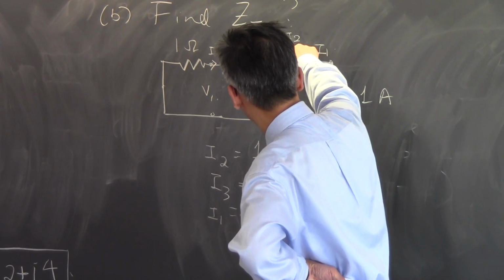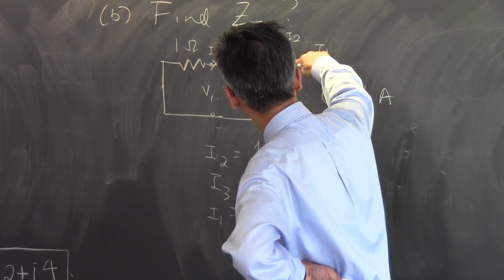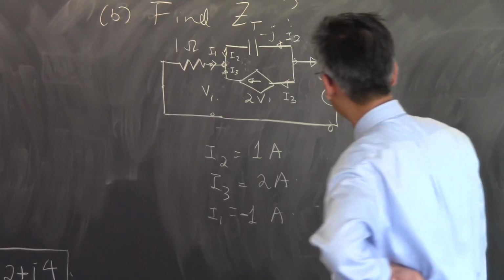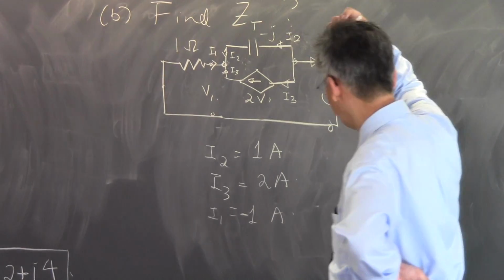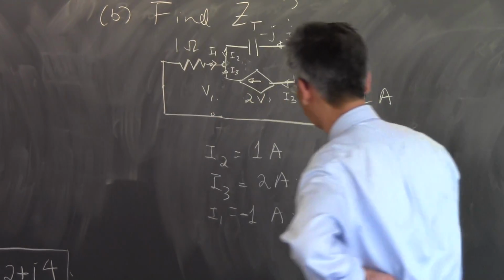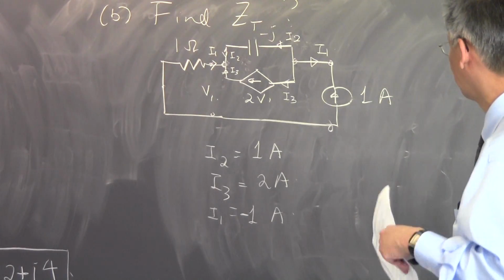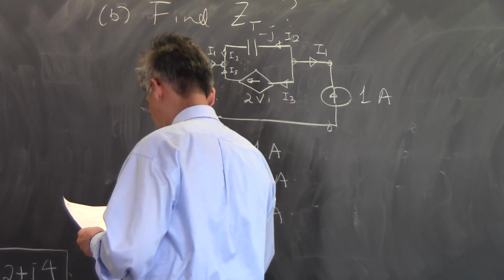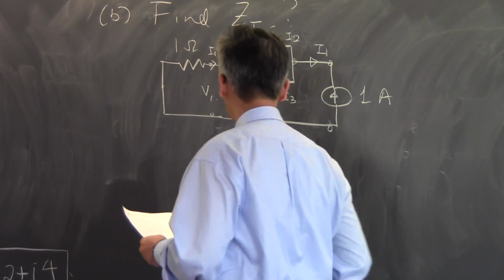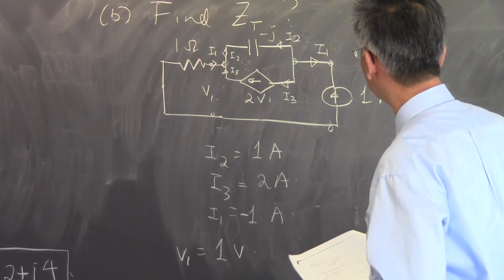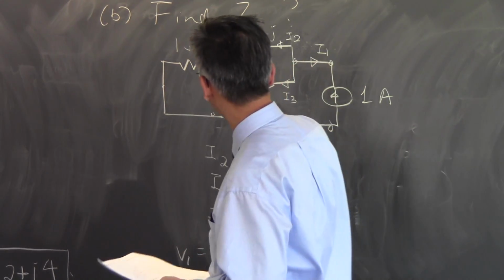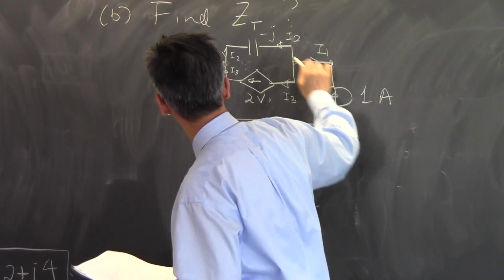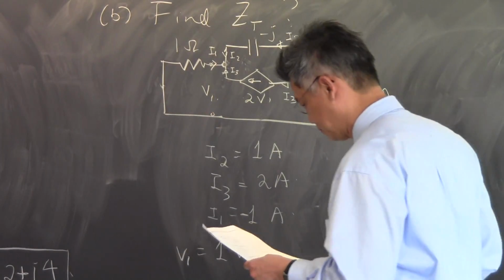Okay, I have 2 amps flowing here, or 1 amp flowing here, 2 amps flowing there. And then minus 1 amp flowing out there. And I find that Kirchhoff current law is satisfied there, and also satisfied there. And then you can find that V1 is equal to 1 volt, because I have 1 amp current flowing like this. Okay, V1 is equal to 1 volt.